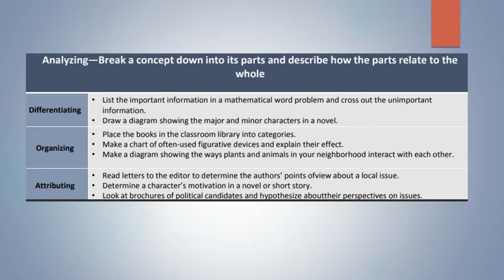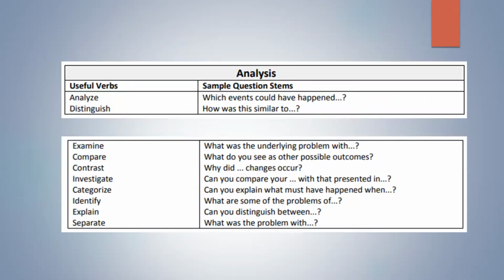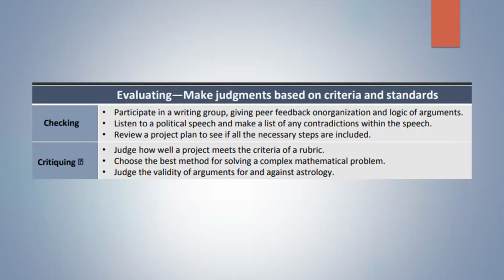Then we have analyzing: list the important information in a mathematical word problem and cross out the unimportant information. Draw a diagram showing the major and minor characters in a novel. So this is analyzing. Very nice examples. Organizing, attributing, you can read and go through all of the examples written here. Then we have analysis, further examples here, more examples here.